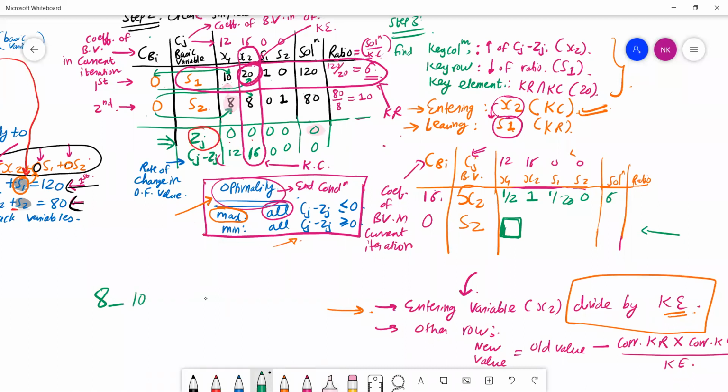That is the corresponding key row. The corresponding key column value is nothing but this one. It's again 8, multiplied by 8. Divide by the key element, it's 20. So it will be this one, so it will be 4. 8 minus 4, it will be 4. So we will be erasing this particular box and writing 4 over here. Anybody having any doubt in calculating this particular 4? Have you all understood it?